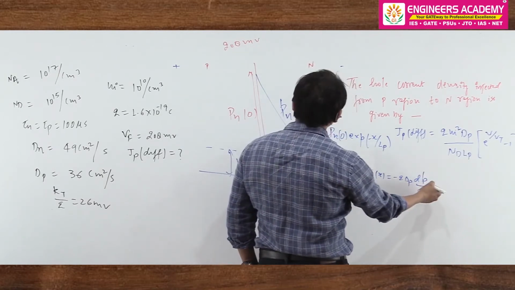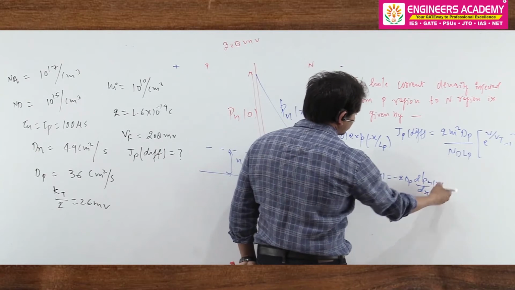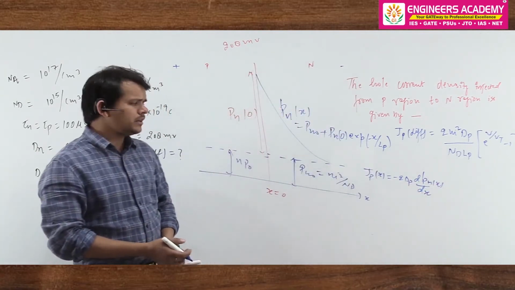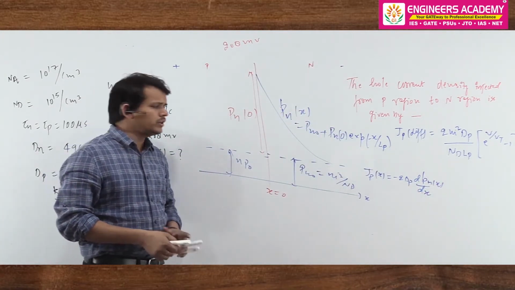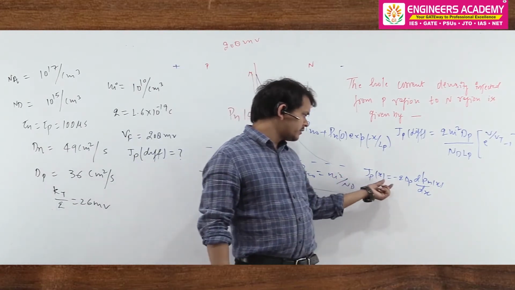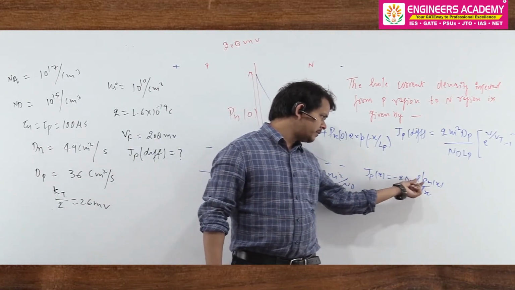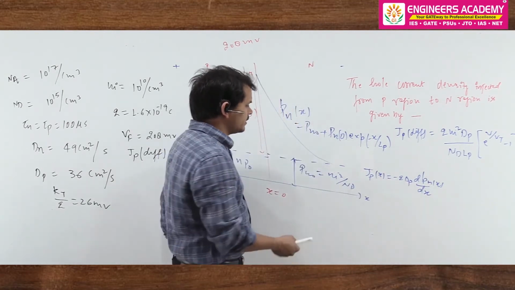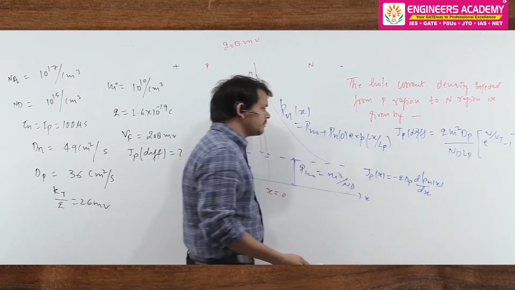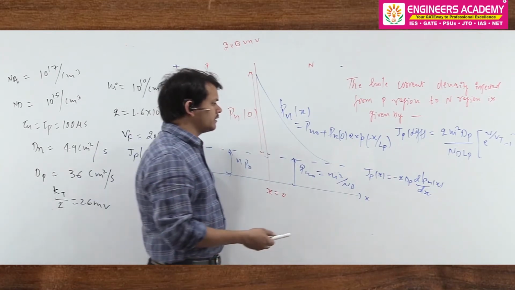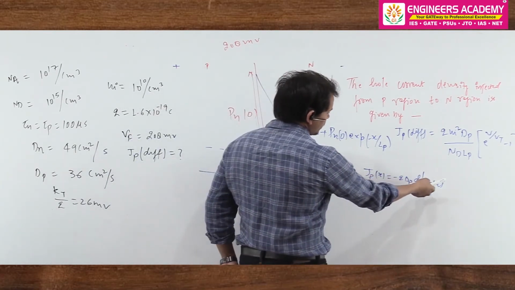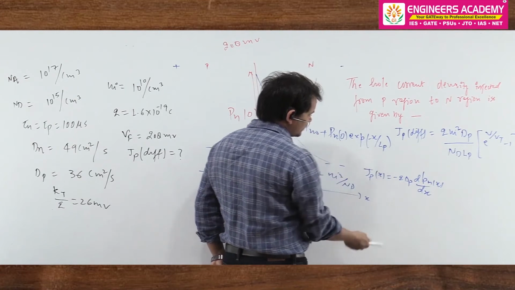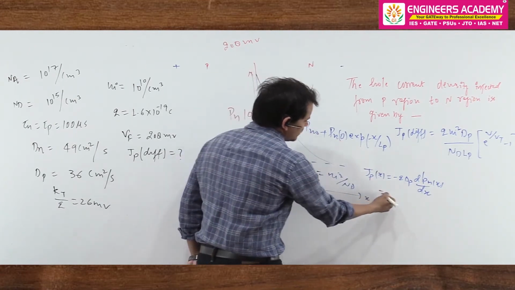So here I say this dp by dx is just pn of x. So dpn of x, jp of x is equal to minus q dp, dpn by dx of x. So we have jp of x is equal to minus q dp, dpn upon dx. Now I just try to basically differentiate this number.